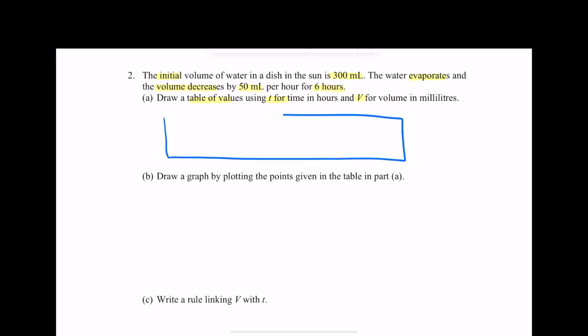The initial volume of water in a dish in the sun is 300 millilitres. So initial is at time 0. The water evaporates, so it gets less, and the volume decreases, going down by 50 millilitres per hour for 6 hours. It says draw a table of values using T for time and V for volume. So, drawing up my table, I'm going to draw up one big table.